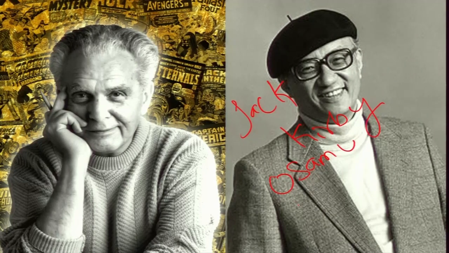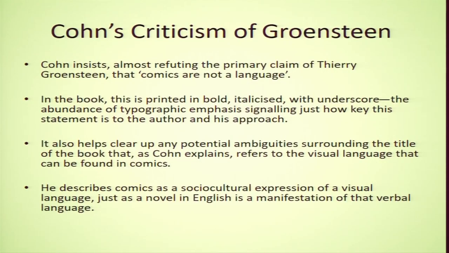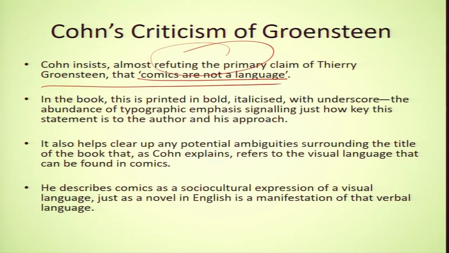While identifying that renowned creators such as Jack Kirby and Osamu Tezuka have instinctively compared their comic work to forms of linguistic expression, let me write the names: Jack Kirby and then Osamu Tezuka, all right. So these are the two names that you see. And interestingly, what is the point that Cohn insists on, almost refuting the primary claim of Thierry Groensteen that comics are not a language? So here you see that Cohn is refuting the primary claim of Thierry Groensteen that comics are not a language.